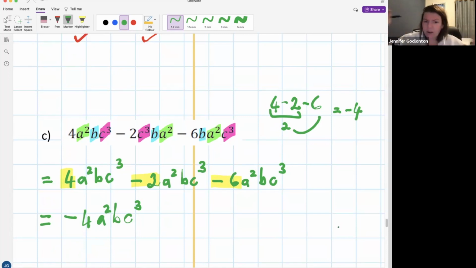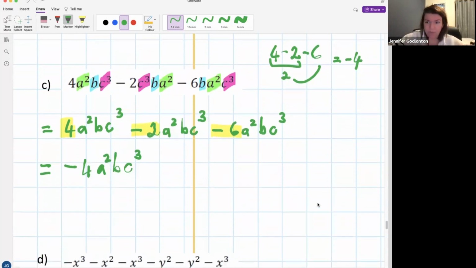They specifically are going to have a whole bunch of variables and a whole lot of exponents just to mess with your heads, but it's not bad. Don't let them trick you.